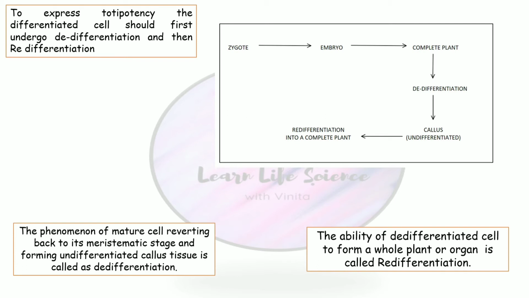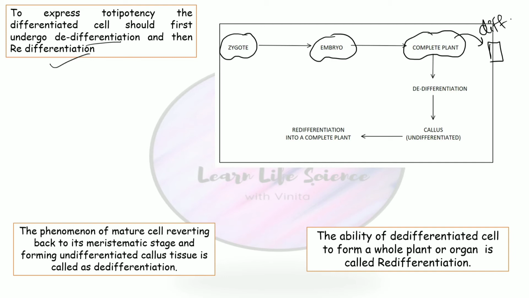To express totipotency, the differentiated cell should first undergo de-differentiation and then it will undergo re-differentiation. For example, again speaking about the normal scenario, we have a zygote which is formed by the fusion of male and female gamete. Then it forms the embryo and then the complete plant. Now from this complete plant, we take a portion of leaf or any segment of a plant and culture it under culture condition. In culture condition, you revert this mature differentiated cell into its undifferentiated form, right? And this undifferentiated form of the cell is also called callus.